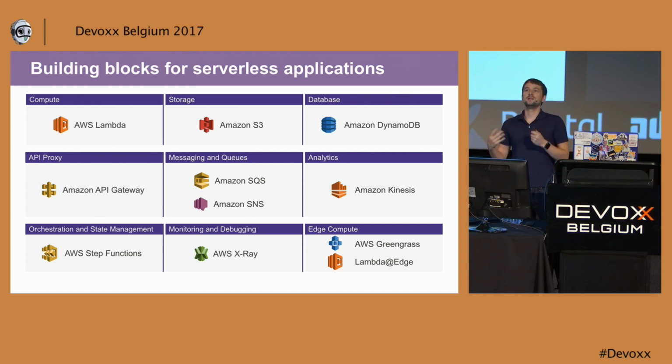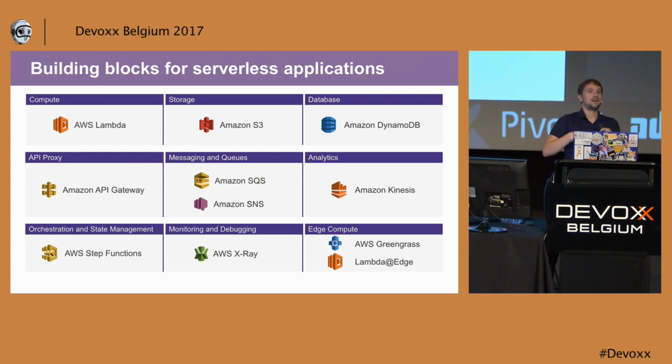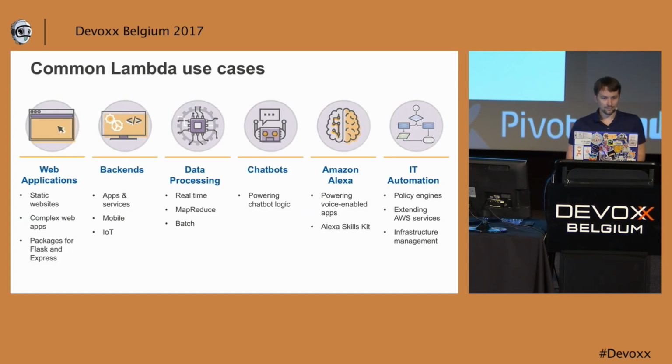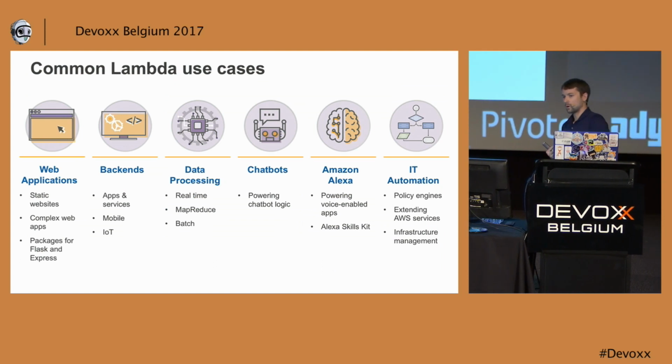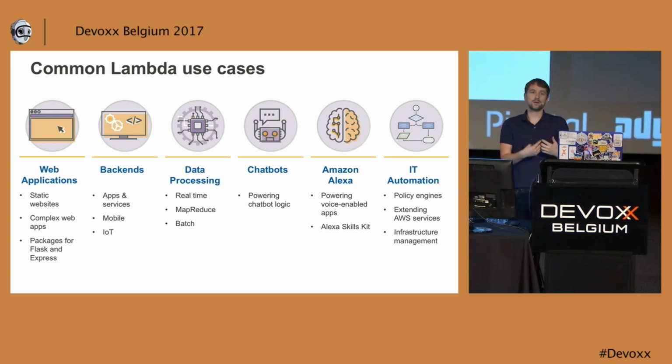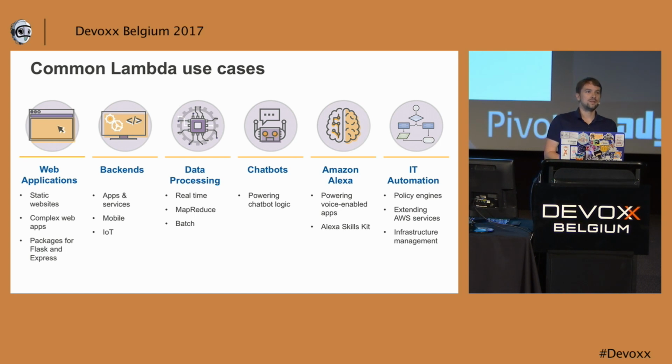It doesn't necessarily need to be running in an AWS region. So here are the common use cases for AWS Lambda. You have web applications and backends, and that's where I spend the gross majority of my time, working with customers to build those. But that's actually not where most Lambda functions get deployed.